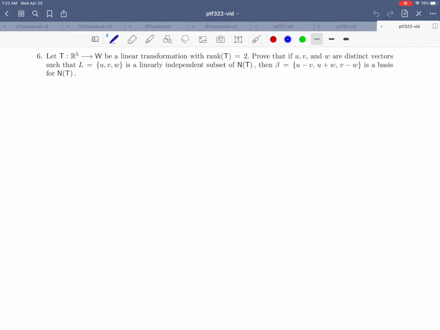Hello everybody and welcome to exercise 6. Let's take a minute just to read this exercise together. So they're giving us a linear transformation T that goes from R5 to a vector space W.